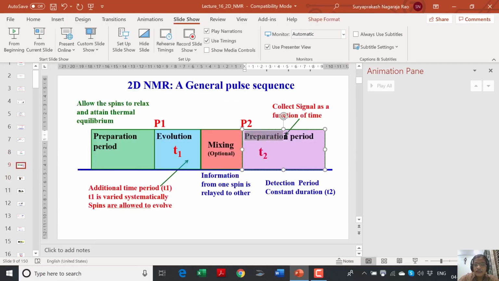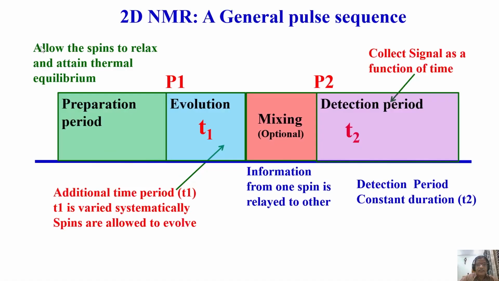This is a mistake. It is a detection period. Okay. So this is a detection period. These are the 4 periods that any two-dimensional pulse sequence will have. What is happening in each of the pulse blocks?